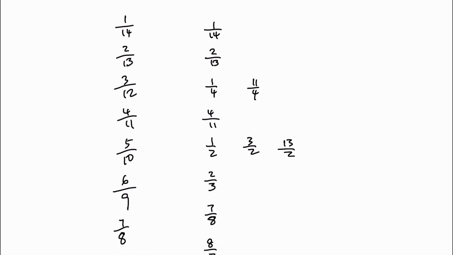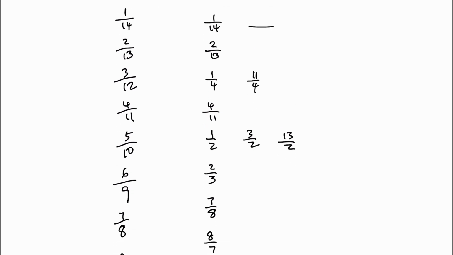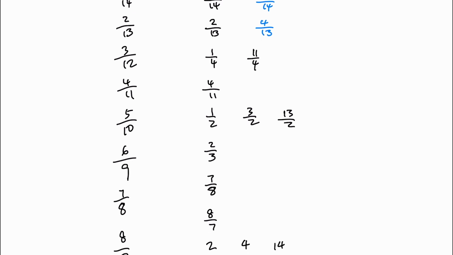Well, let's see, we only have to compare horizontal rows now. If we double 1 over 14, we get 2 over 14. That is not an integer. If we double this, we get 4 over 13. That is not an integer. If we double this, we get, well, 4 over 2. That is not an integer.